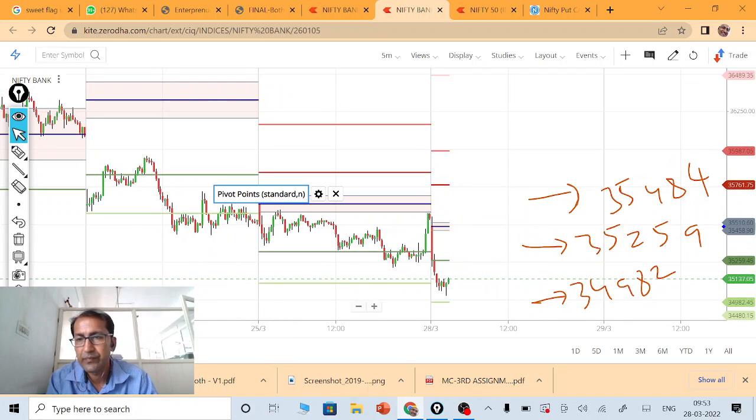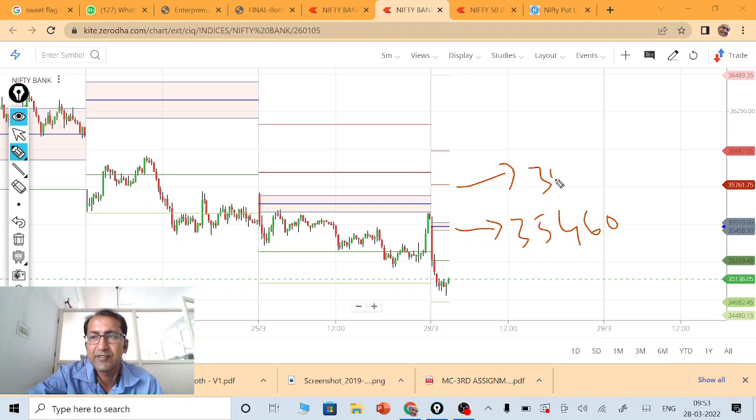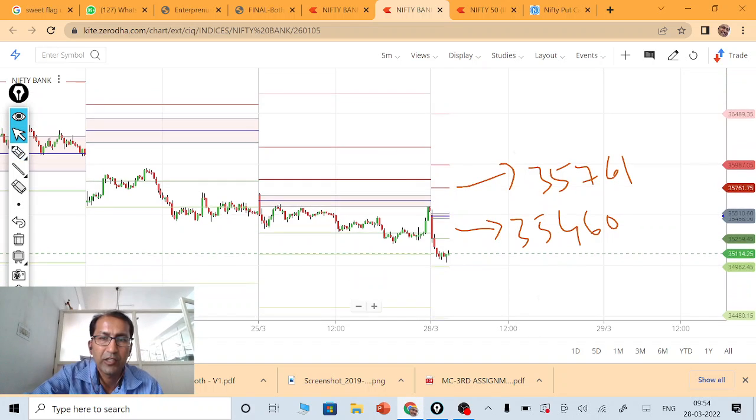There is a chance of the market moving higher only if it is trading above the pivot. The pivot is around 35,460 to 480 levels. So the market will have strong resistance at the pivot level 35,460. If it takes that out, then 35,761 will be the next level. Chances are less because it's already trading below the important support. So Bank Nifty you can short for lower targets.